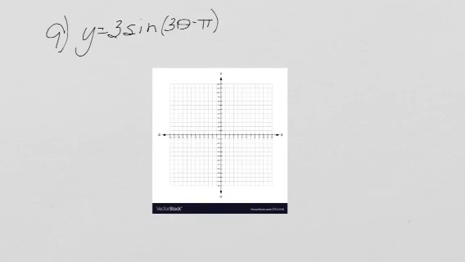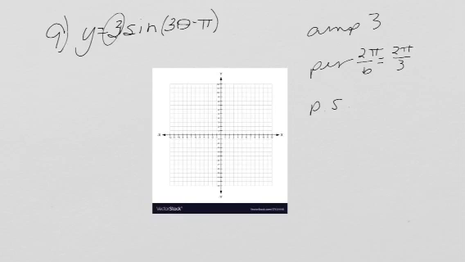Problem 9 is asking us to determine the amplitude, the period, and the phase shift of each function, and then graph it. So amplitude is always my first number, which in this case is 3. My period is 2 pi over b. B is the number in front of theta or x, so I substitute in 3 for b. And my phase shift is the number after theta or x, so in this case it is right pi.